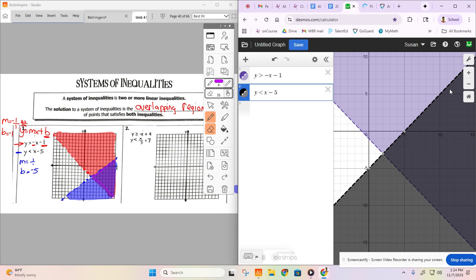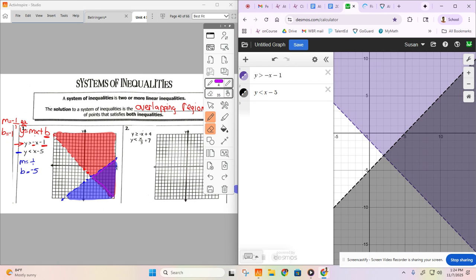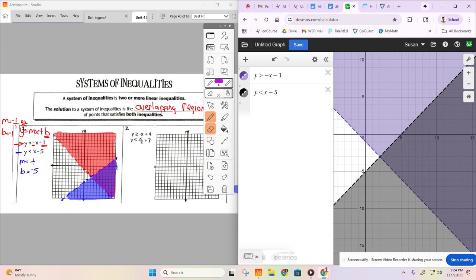The solution to the system is this section over here that is showing the overlapping colors. Every single point inside of this part, double shaded, will be a true statement if I plug it into both of those inequality symbols. Okay? This was fast. We didn't get to do as much as we wanted because of the pep rally.